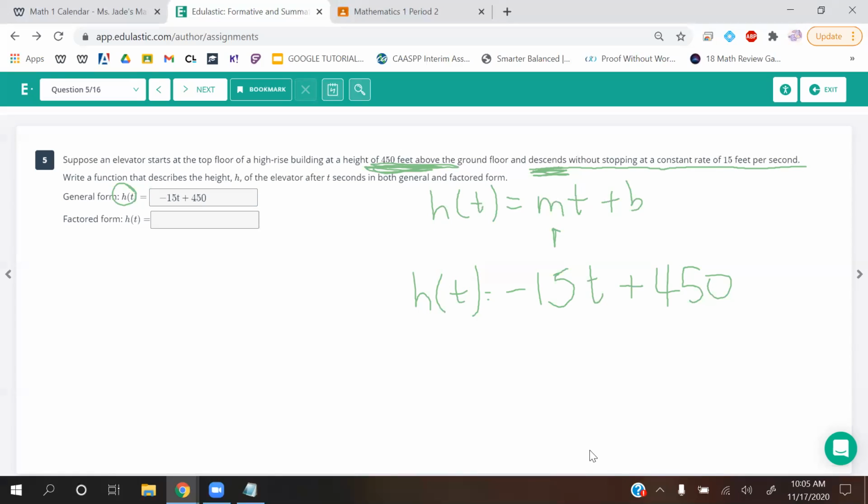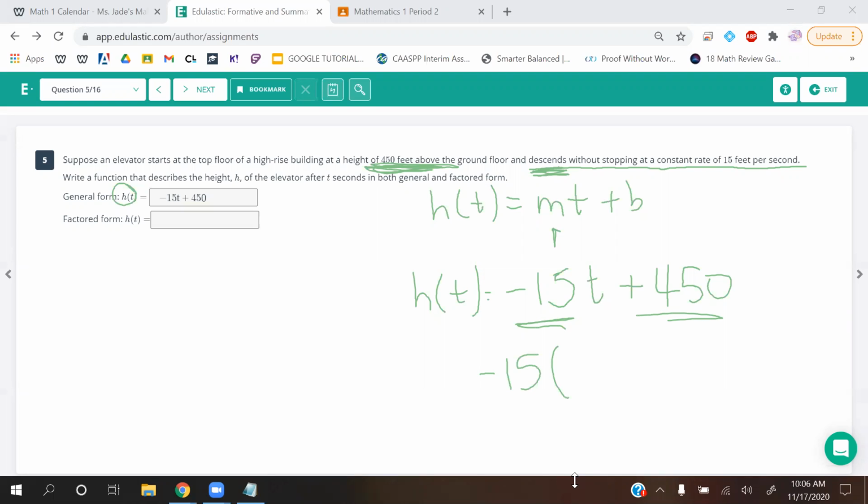Any questions so far? Okay. Remember that you can always ask me if you guys have any questions. The next part is the factored form. So from the notes, we know that to get factored form, you want to divide the negative 15 out from both of these terms. So negative 15.